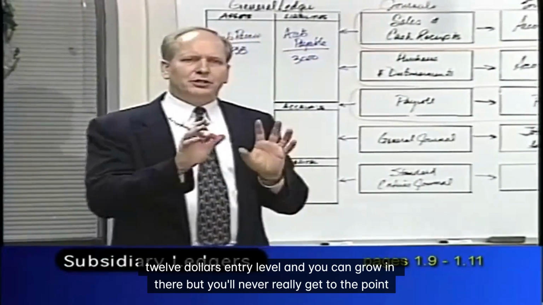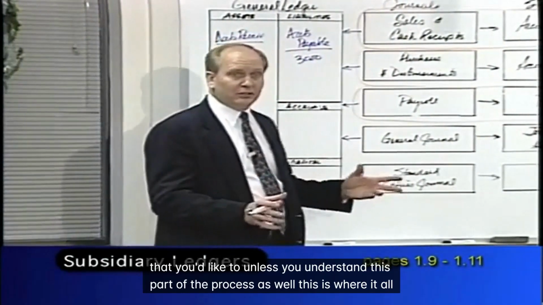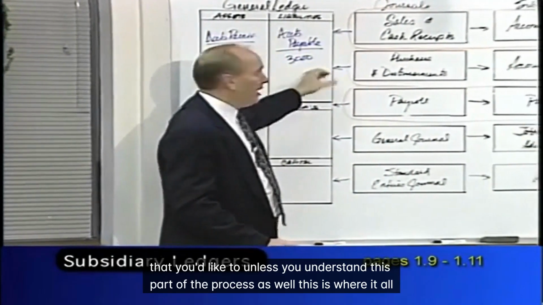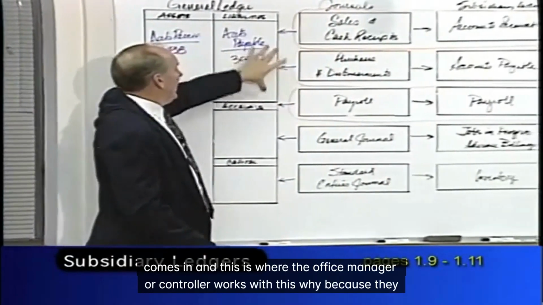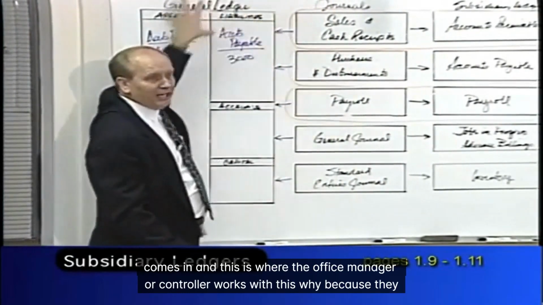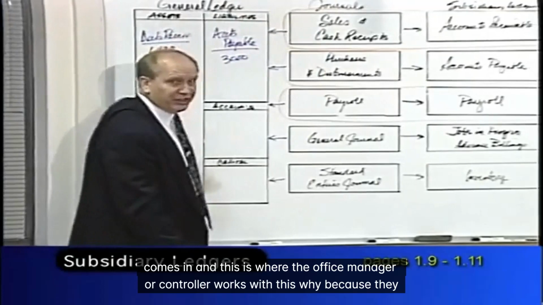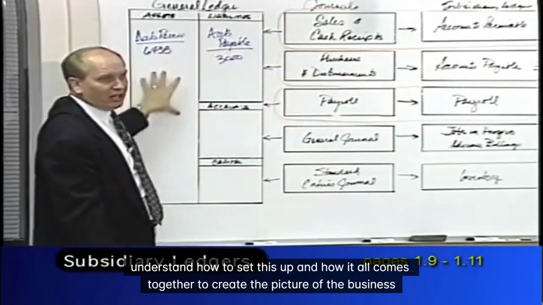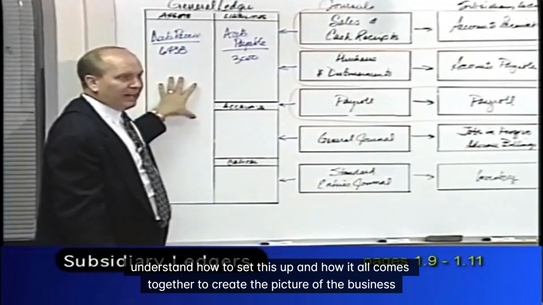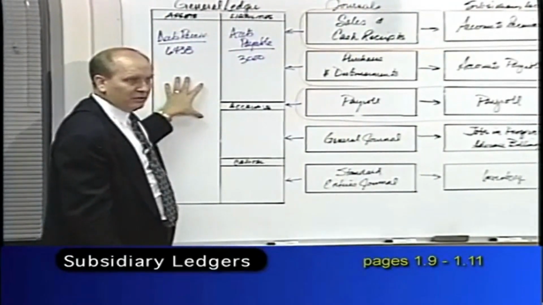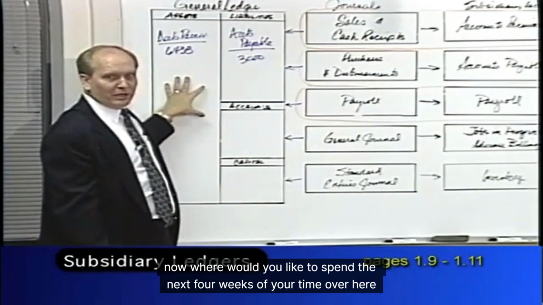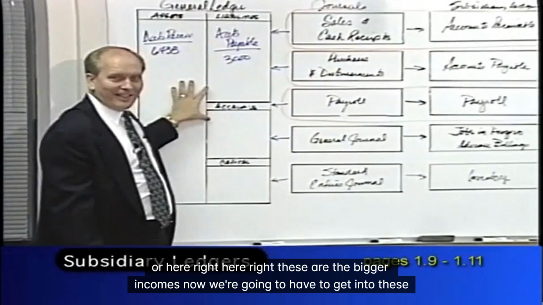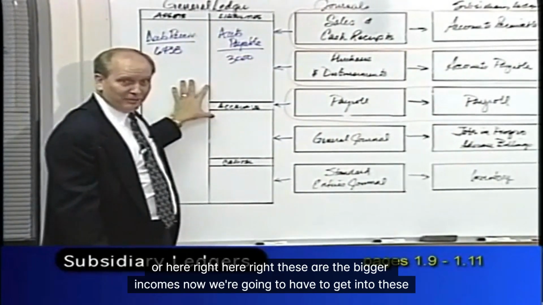And you can grow in there, but you'll never really get to the point that you'd like to unless you understand this part of the process as well. This is where it all comes in. And this is where the office manager or controller works with this. Why? Because they understand how to set this up and how it all comes together to create the picture of the business. Now, where would you like to spend the next 4 weeks of your time? Over here or here? Right here, right? These are the bigger incomes.